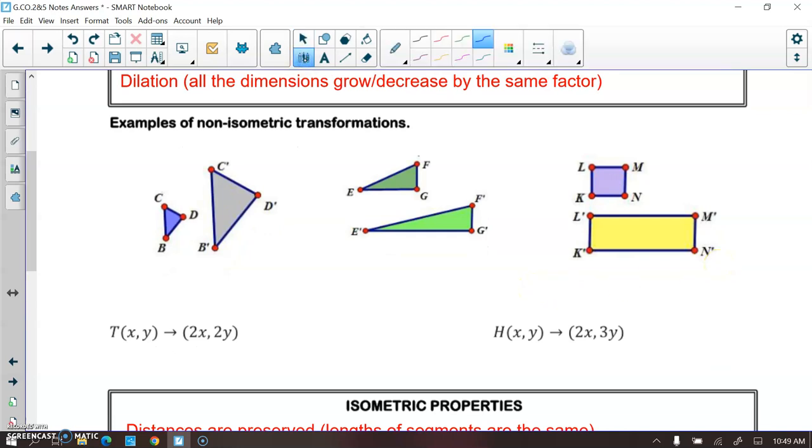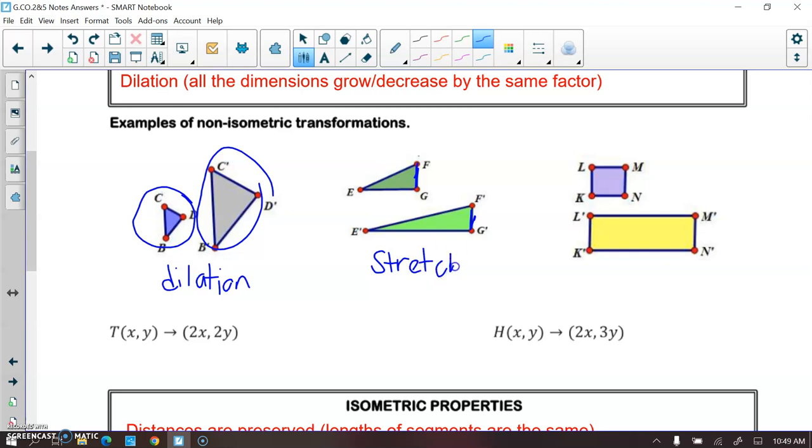In the first example, it looks like we took this figure, this pre-image, and we made the size increase, and it looks like all three sides are growing by the same exact amount, so this would be an example of a dilation. Whereas in the second one, FG stays the same length, so this can't be a dilation, this would be more of a stretch. Same with the next example, LK and MN stayed the same exact amount, so this is a stretch as well.